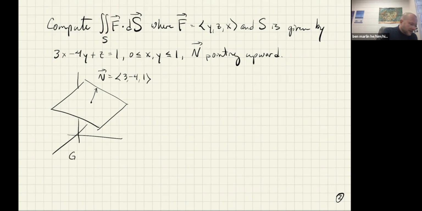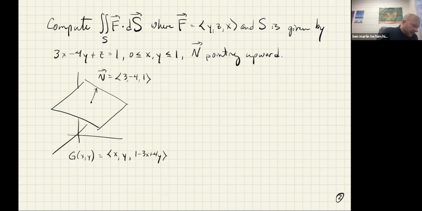But we will need to think a little bit about our parameterization, and I'm going to write this as just g of xy. I'm not going to try putting in a u or v. If you want to, you can, but it doesn't really help that much. I'm going to put an x and a y here, and then the z is going to be 1 minus 3x plus 4y.